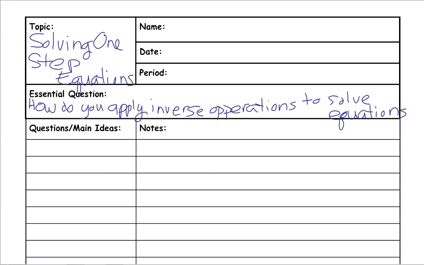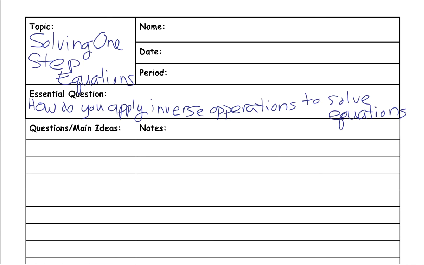We will be taking notes over solving one-step equations. Our essential question will be, how do you apply inverse operations to solve equations? To use my handwriting, I do not have a stylus for this, so I'm having to use my fingertips. It's quite challenging. The first thing we're going to talk about is steps to solve equations.